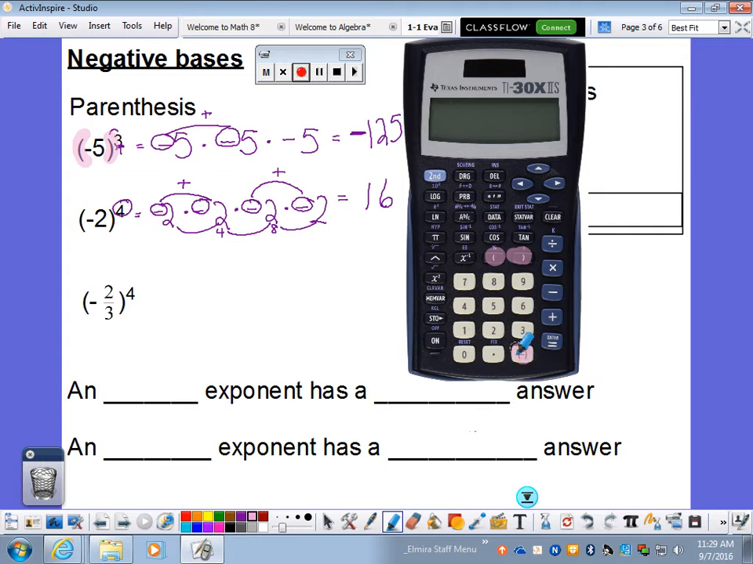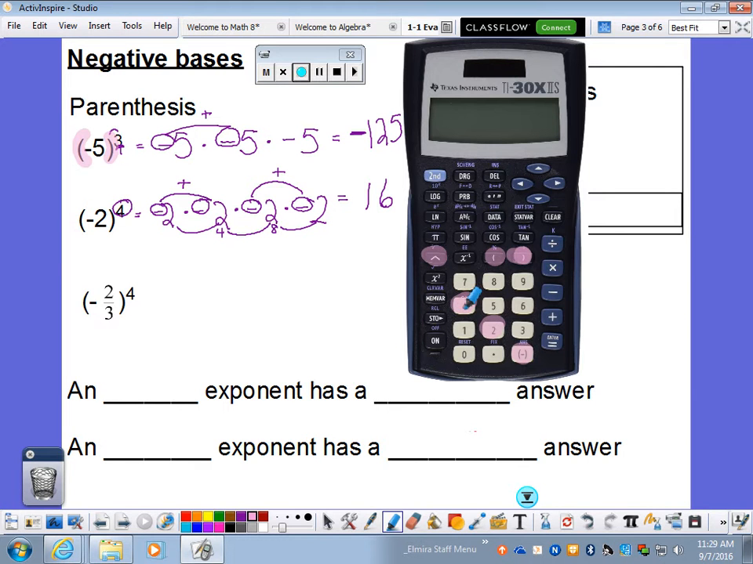Again, you can type that into the calculator as parenthesis, negative, remember negative key is different from the subtract key, -2, close parenthesis, caret 4. And your calculator will give you the correct answer.